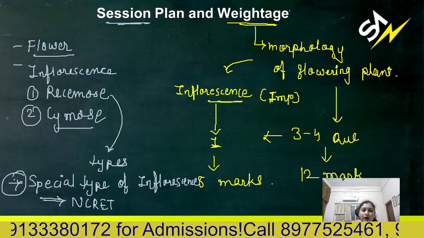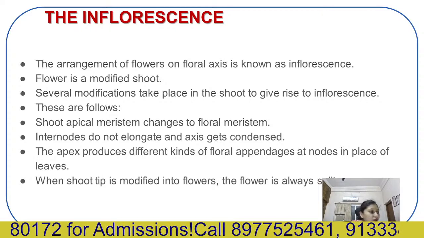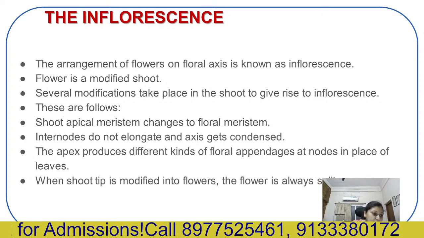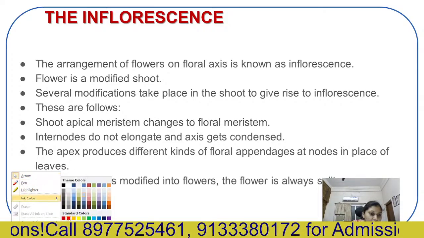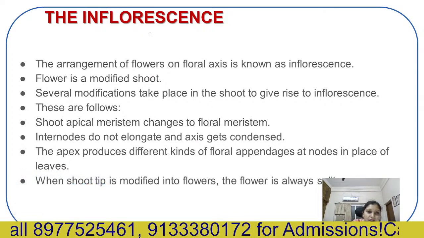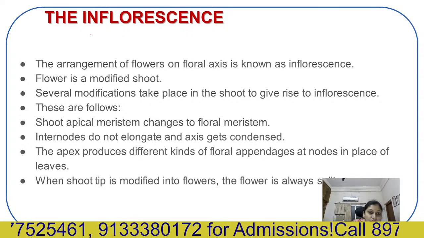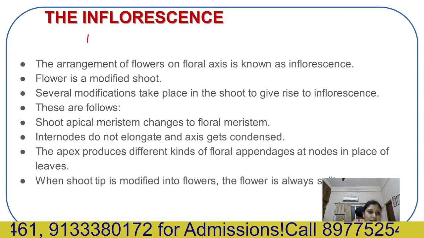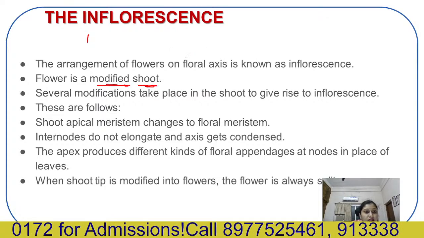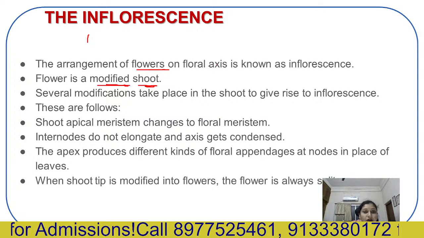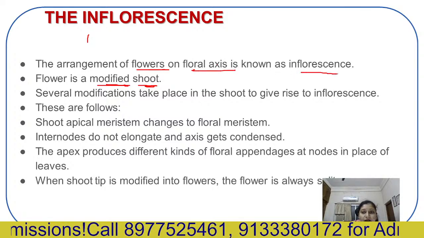Okay, so let's move further. So now it's about inflorescence. So what is actually a flower? Flower is a modified shoot. Flower is what? Modified shoot. So what is inflorescence? Arrangement of flowers on a floral axis is called inflorescence.